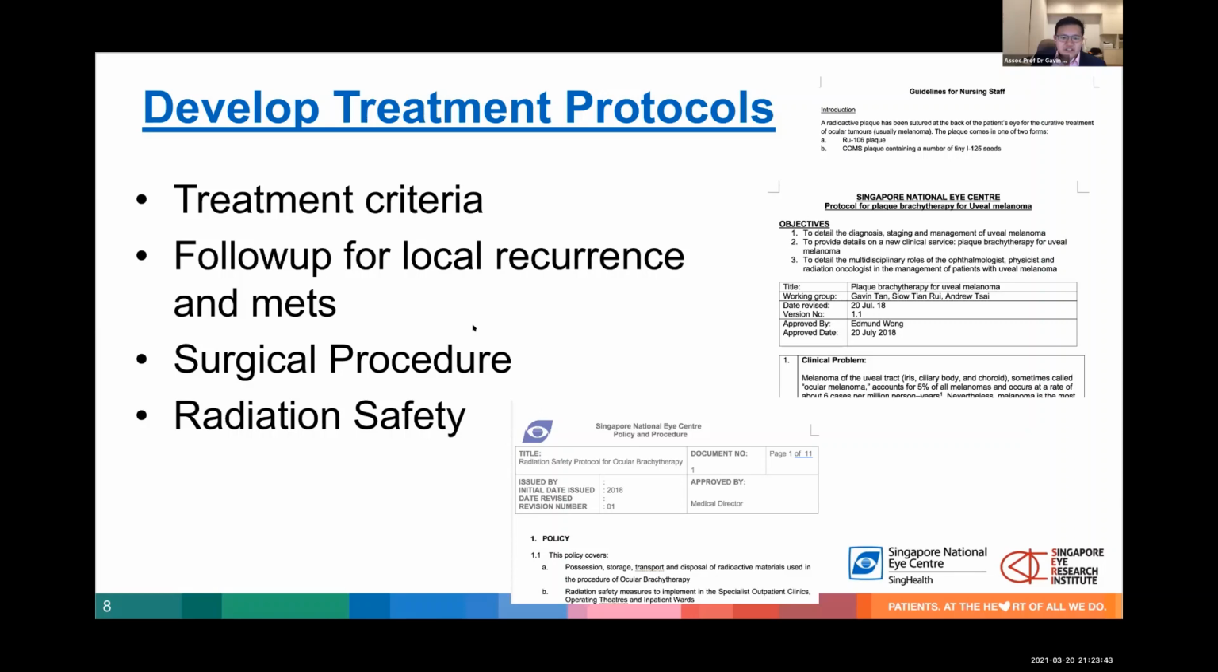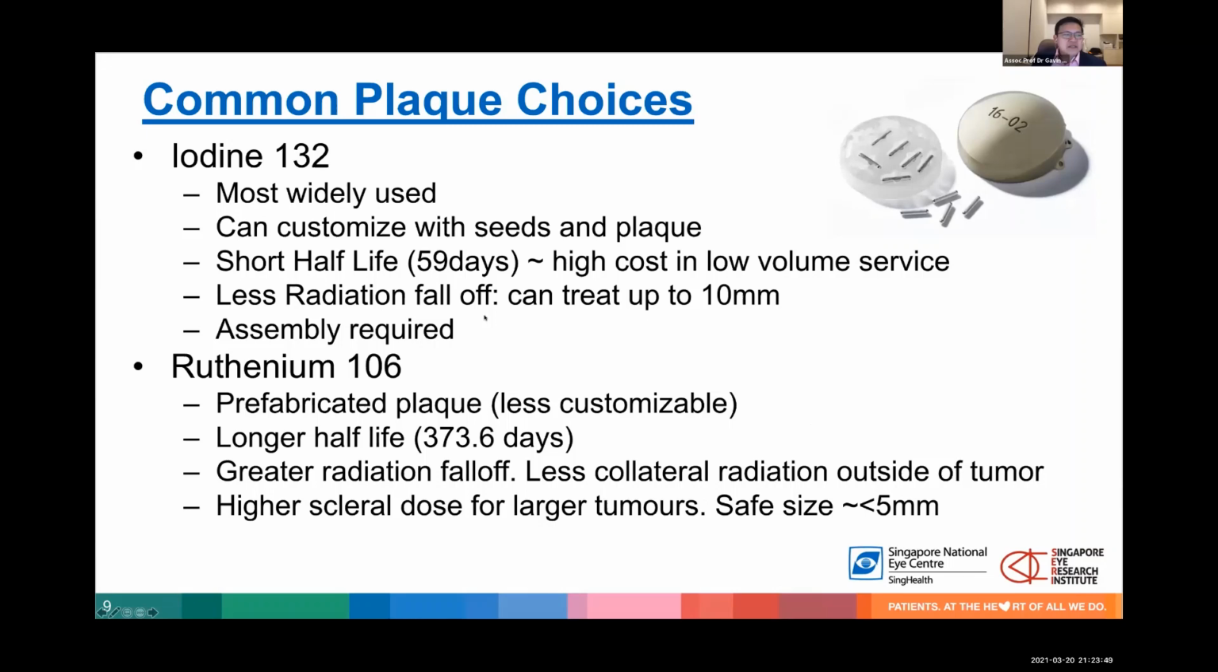In our consideration, of course, plaque choice is one of the things that you would need to encounter and think about. And I think Dr. Singh earlier compared the two more common radioactive sources that are used, whether it's iodine or ruthenium. Both have pros and cons, but I think in Asia, a lot of countries start out with ruthenium because the advantage is it's got a longer half-life. So that allows you, in theory, to use the plaque many, many more times. And the more times you use it, you obviously reduce your per unit cost. It has some advantages in terms of radiation fall-off and less collateral damage.